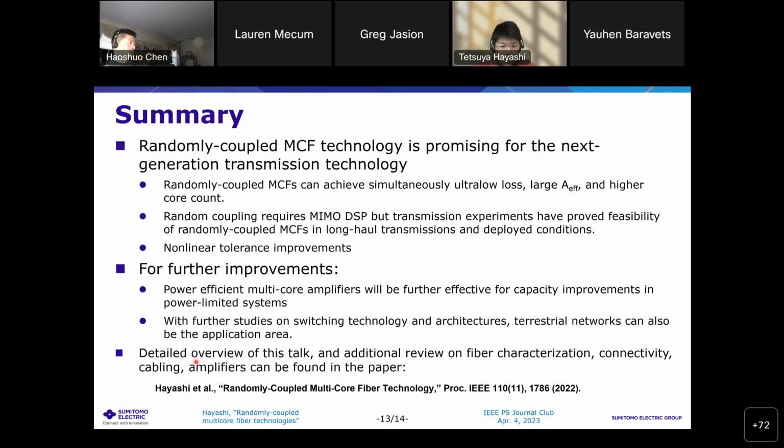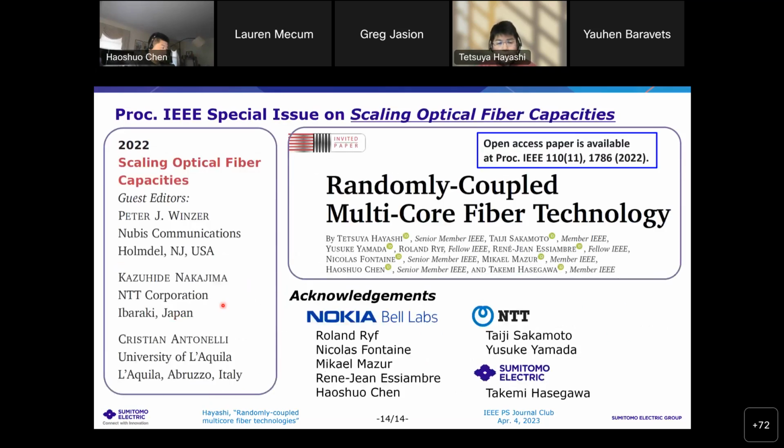area. And more details of this talk, a more detailed overview with additional review of the fiber characterization, connectivity, cabling, and amplifier, can be found in our more recent review paper in the Proceedings of the IEEE, published last year. So you can also find more details about randomly coupled multi-core fibers in this paper. Thank you very much.